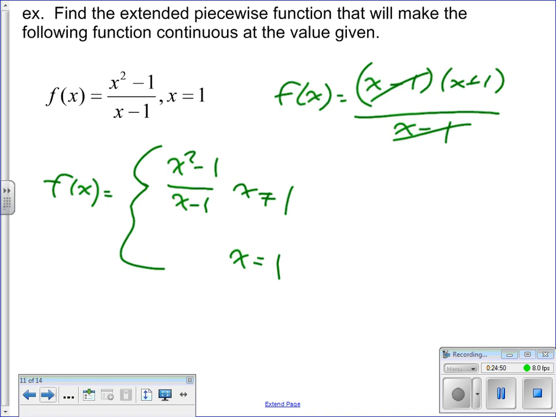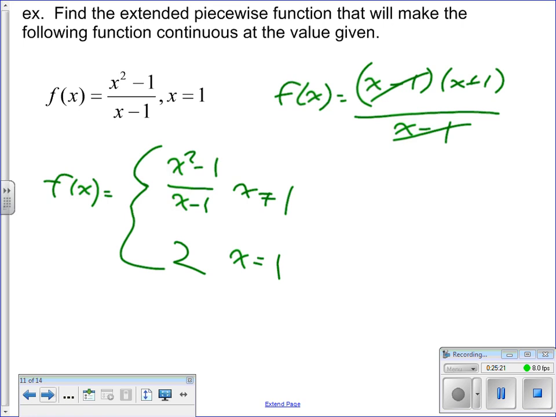Put in 1 for x, I get 2. Because remember, this and that are exactly the same, except that one has a hole where x equals 1. Where do I fill in the hole? I fill in the hole by going back to that one. When x equals 1, y equals 2. That filled in my hole. I no longer have a removable discontinuity. I came along with a shovel and I filled in the hole.